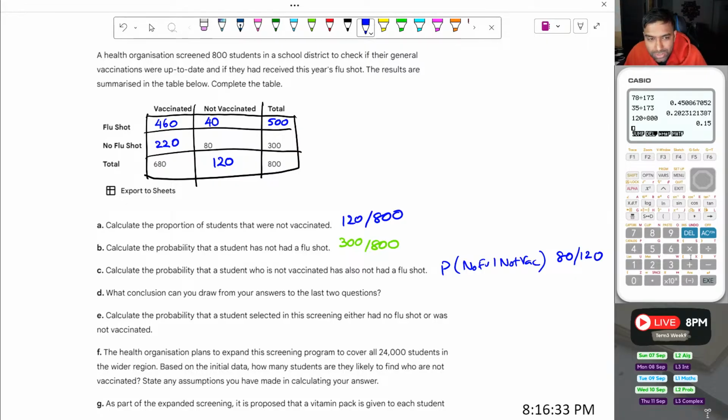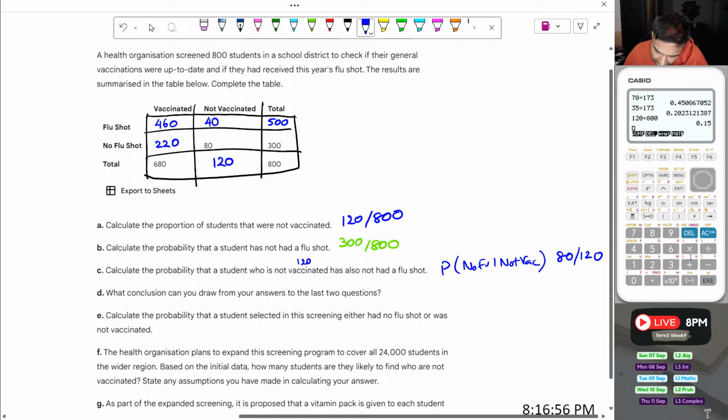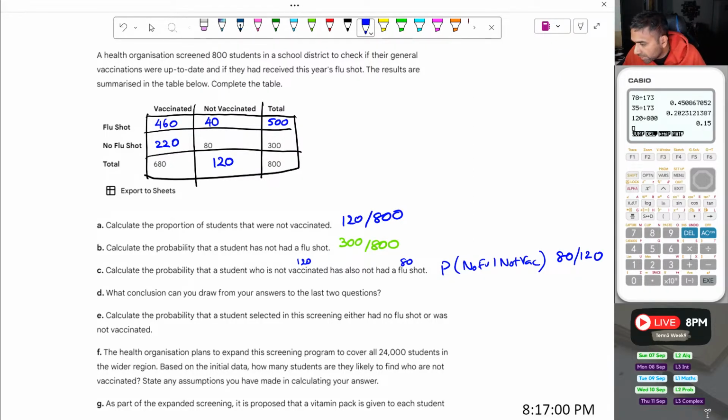Let me know if you have any questions with question C, because I know the words can be a little bit different. But if you look at the first part, they're saying that you're no longer looking at all the students. You're looking at the students who are not vaccinated. So that's actually 120 kids that are not vaccinated. And from that 120, 80 of them did not have a flu shot.